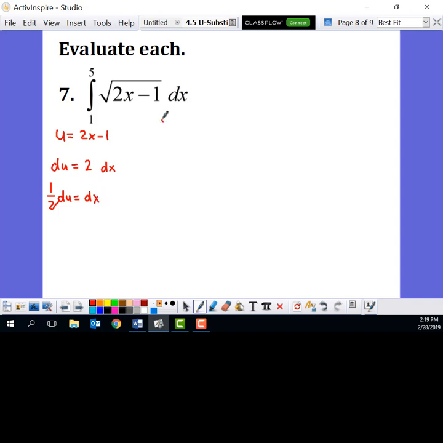So we can rewrite this. Before I do it, I'm going to pause and let you try to rewrite this using adjust your upper bound, adjust your lower bound, and substitute in for u and du.